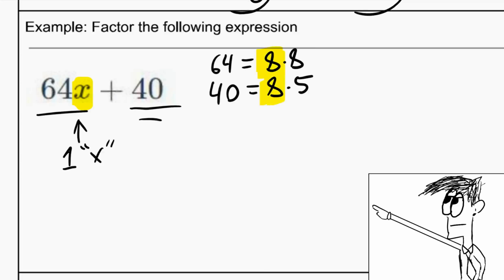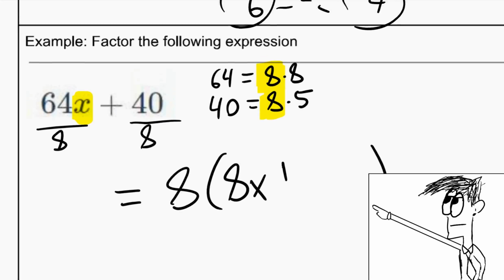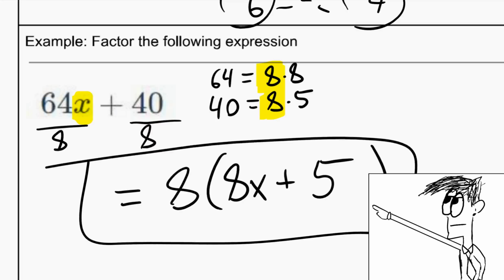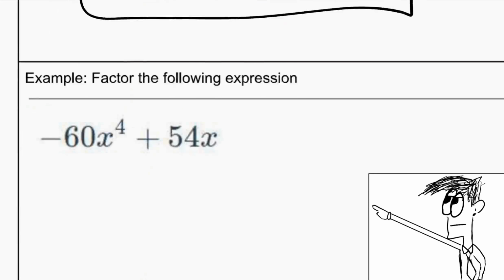Let's divide that term completely out. So let's divide both terms by 8, so that way we can pull it out on the outside. There's that 8, and I'm going to put a big parentheses. 64 divided by 8 is 8, and that's 64x, so it'd be 8x. Plus 40 divided by 8, which is just 5. Easy enough example. I'm going through the easy ones first before we get to the more difficult ones.